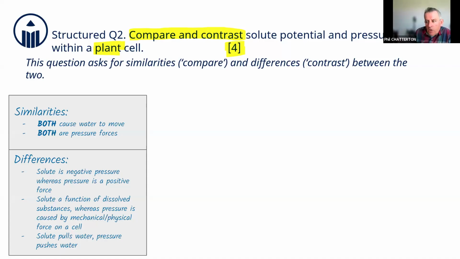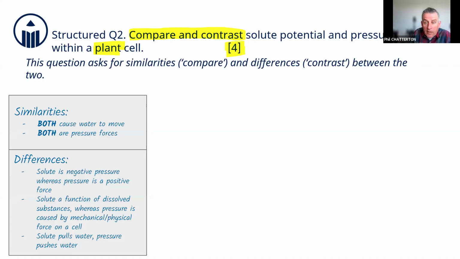You could say also that solute is a function of what dissolved substances are in that part of the cell, whereas pressure is just caused by mechanical or physical forces on the cell that might be caused by a different structure or organ within an organism. Solute water potential effectively causes a pull of water. Pressure potential causes a push force on water. That's quite an obscure one, but I think it would gain some credit if you were to put that in an exam answer.